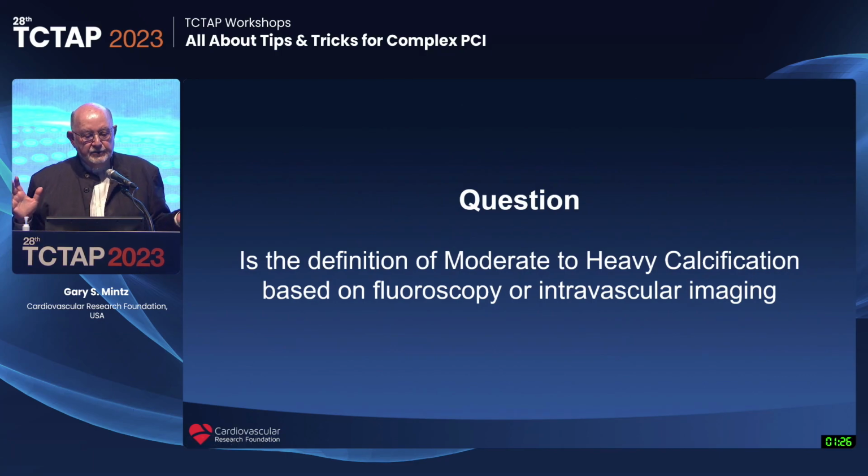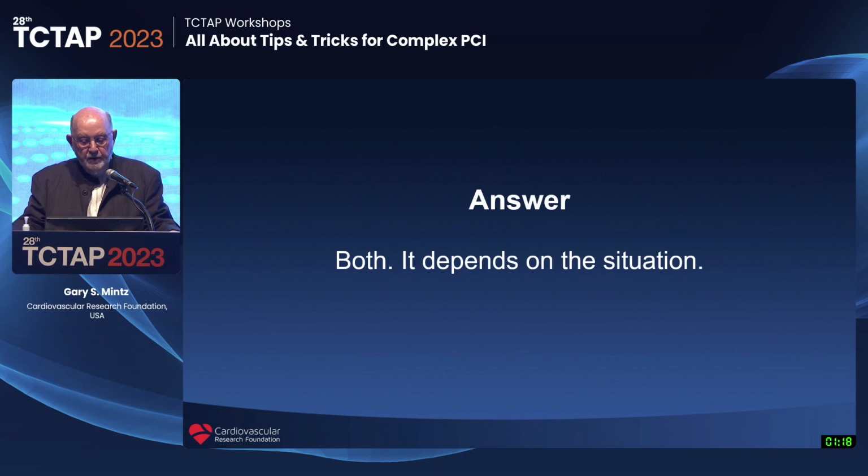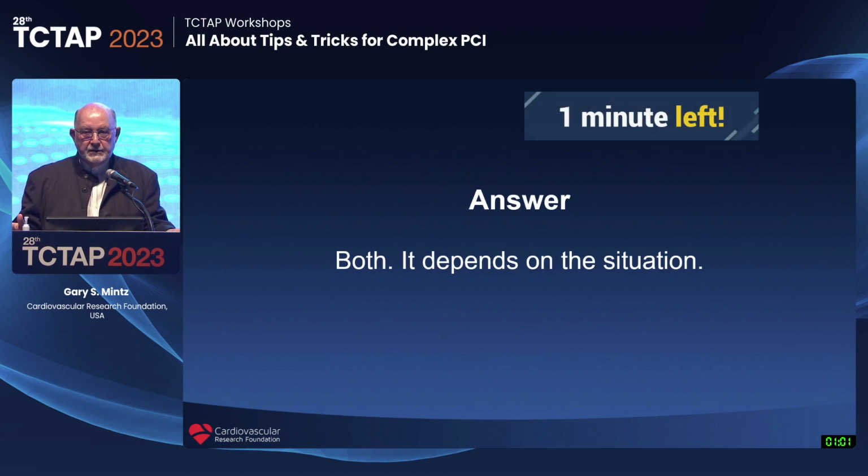So to quickly answer the question, is the definition of moderate to heavy calcification based on fluoroscopy or intravascular imaging? The answer is both. It depends on the situation. Angiography is great for looking at populations, unless you have enough of a database that you have IVUS in all the patients. But when it comes to an individual patient and how to best treat that patient and how to get stent optimization, angiography fails and intravascular imaging is the technique of choice.